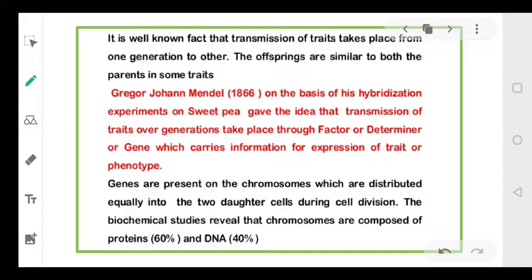Now see, we know that it was Gregor John Mendel who experimented with the pea, and he talked about certain factors which are being transmitted. These factors constitute the gene, and genes are present on the chromosomes, right? During cell divisions, 50% of the genetic material is being transported. During gamete formation, only 50% of the genetic material is packed into the gametes. And biochemical studies have revealed that the chromosomes are made up of proteins and DNA.